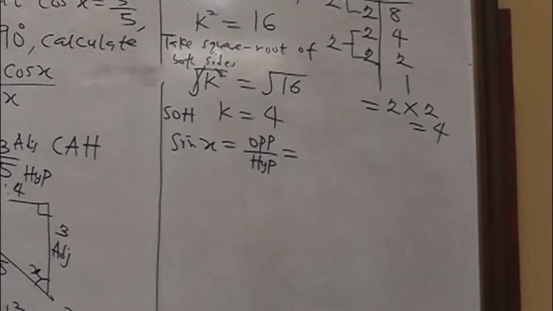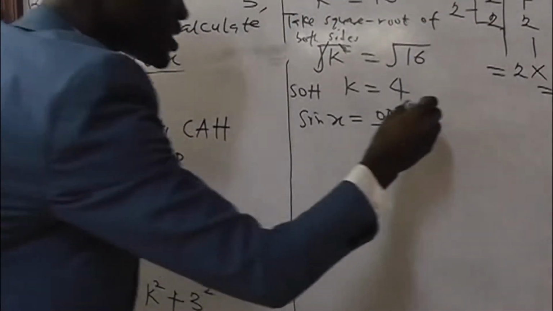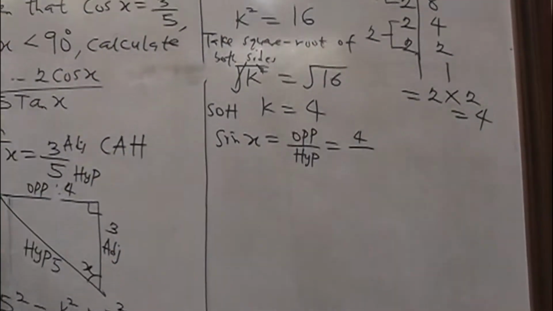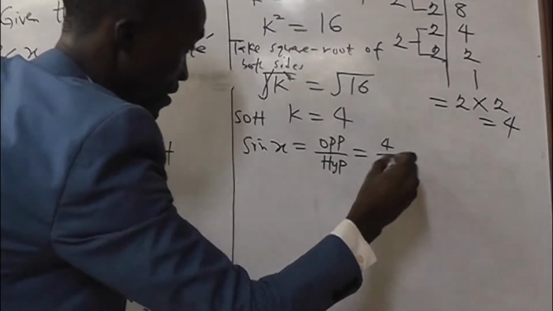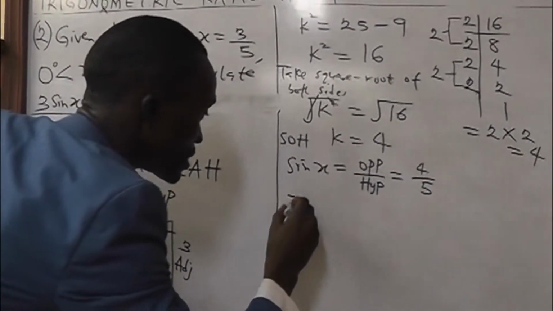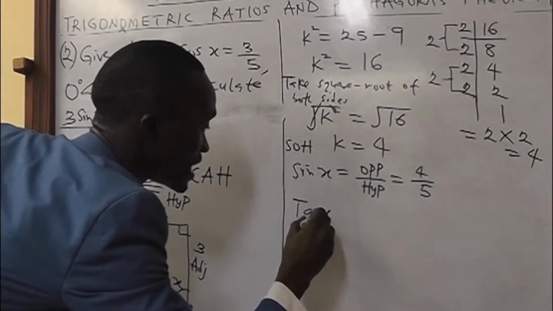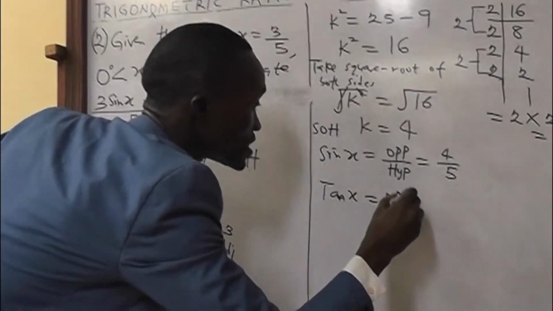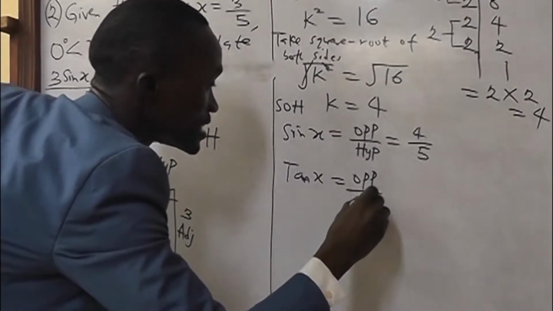So from this triangle now, what is our opposite? Our opposite is 4. What is our hypotenuse? That is 5. We already know cos x to be 3 over 5. Now, the next thing to do is to generate tan x, which is opposite over adjacent.